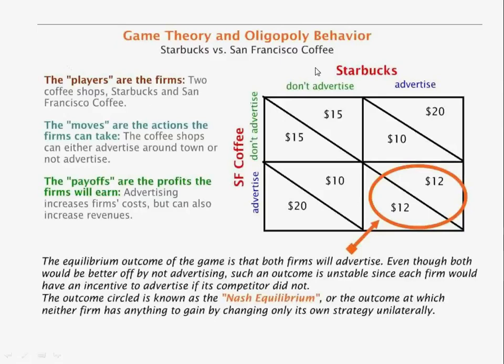So who are the players in this case? Every game will have players. In this case, there are two players, or two firms. One is Starbucks, the other is San Francisco Coffee. Every player will have certain moves or strategies. In this case, the moves or the actions available to these firms are either you advertise or you don't advertise.